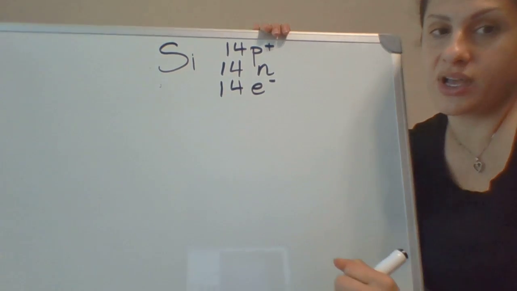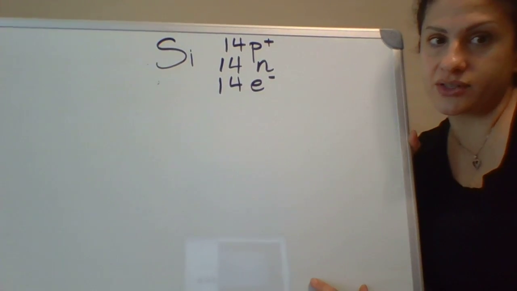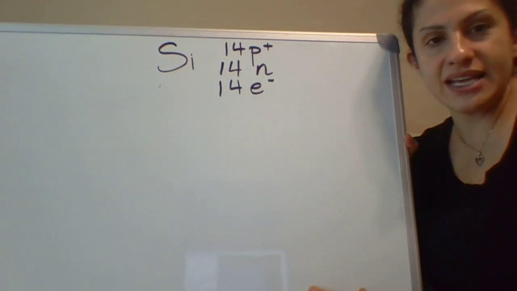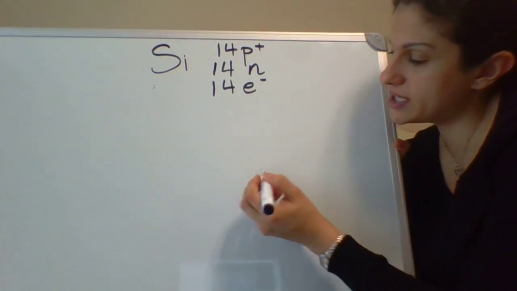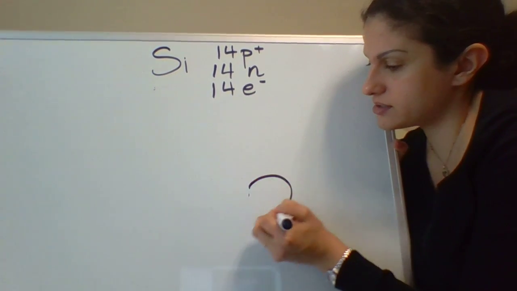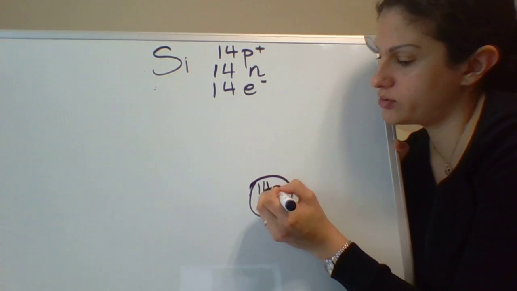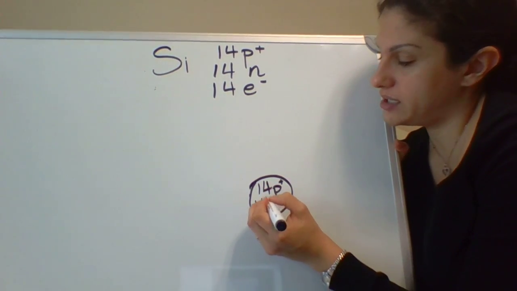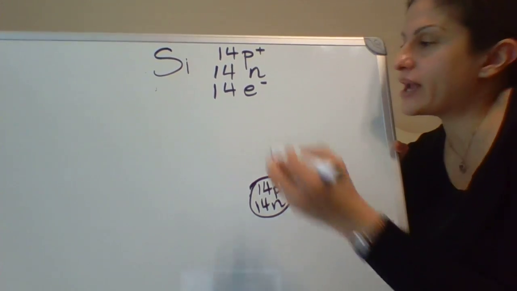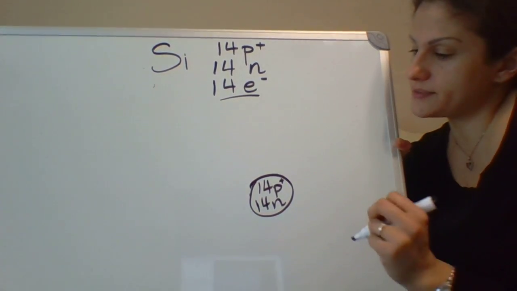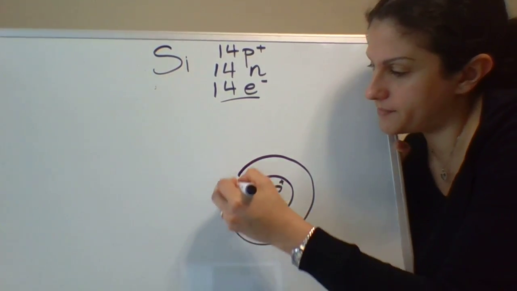First step when it comes to drawing a Bohr-Rutherford diagram: 14 electrons, quite a bit. So let's see how we're going to draw the Bohr-Rutherford diagram. What do we start with? The awesome nucleus. And we will write 14 protons, 14 neutrons. Now let's start working on our electrons. Draw the first shell. Here we go.